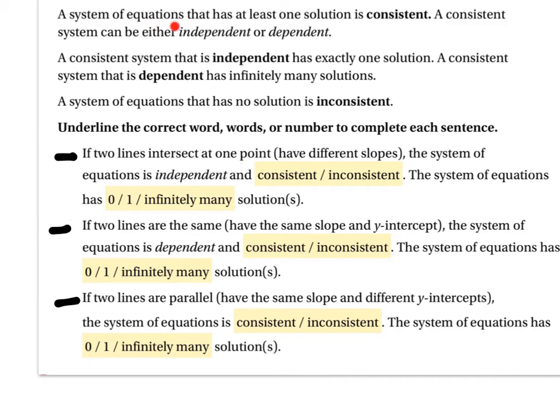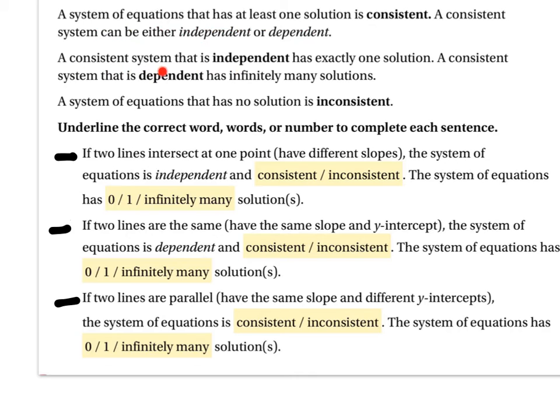A system of equations that has at least one solution, at least one, so it could have more, is consistent. A consistent system can be either independent or dependent.